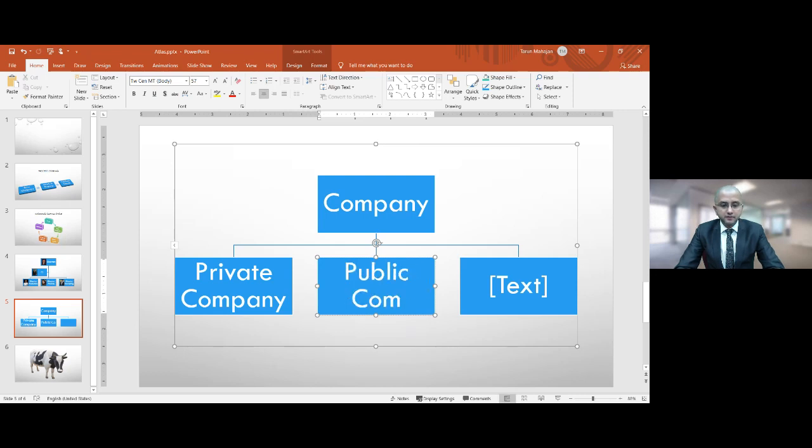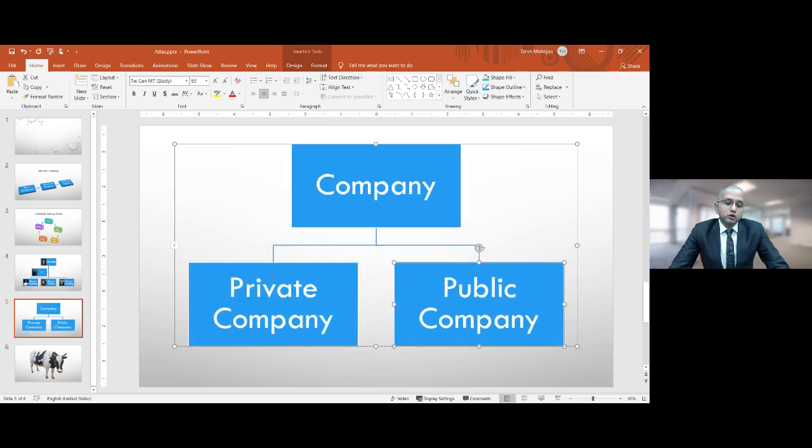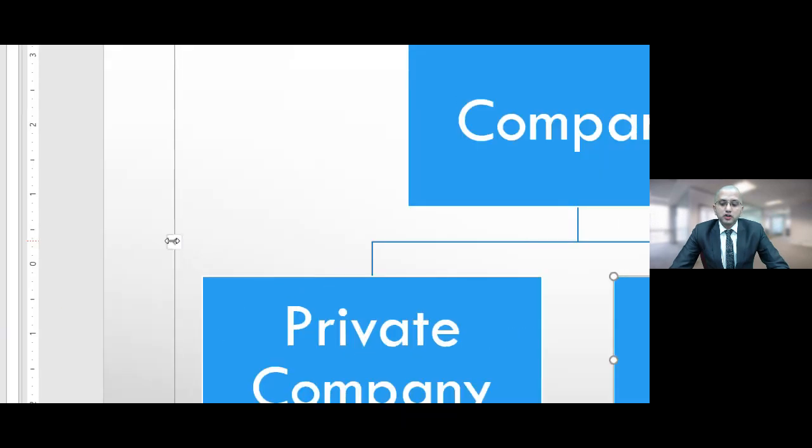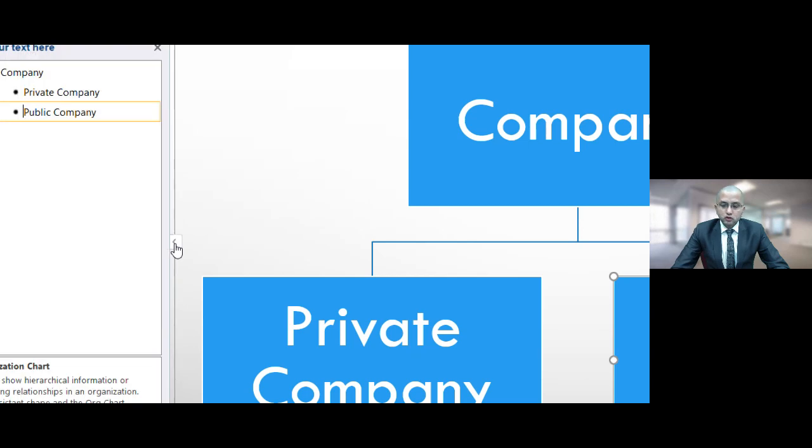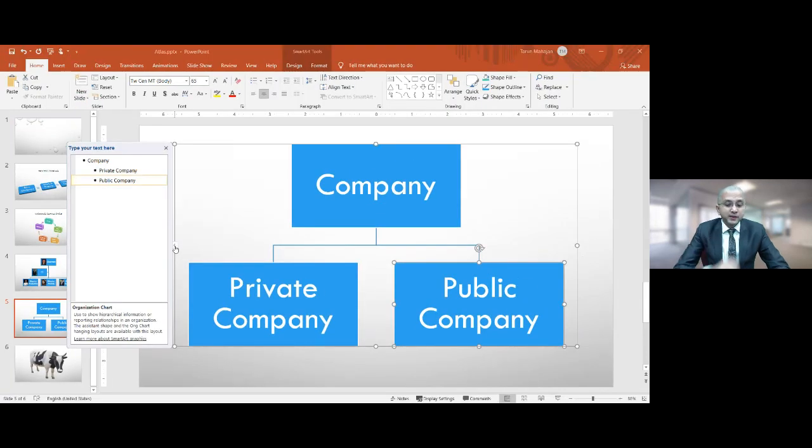Public company, private company. Okay, and now suppose I want to add branches to it. So the easiest way is just look here at this organization chart. There is this expansion arrow. So when I click on this expand arrow, I need not go to Insert and do all those things. I'll simply go to private company.